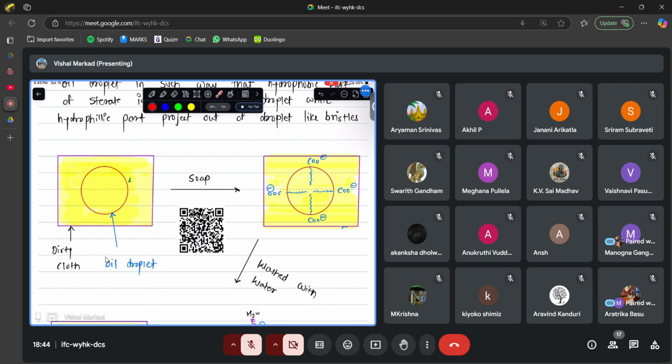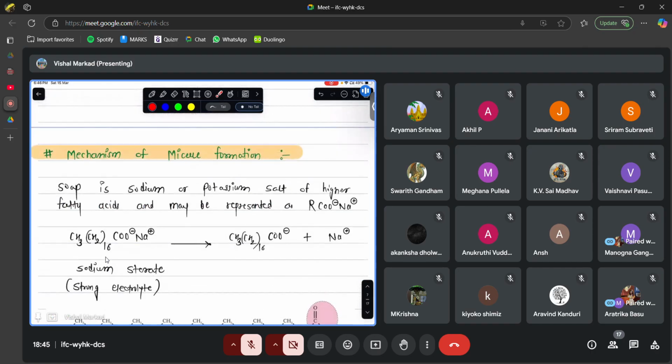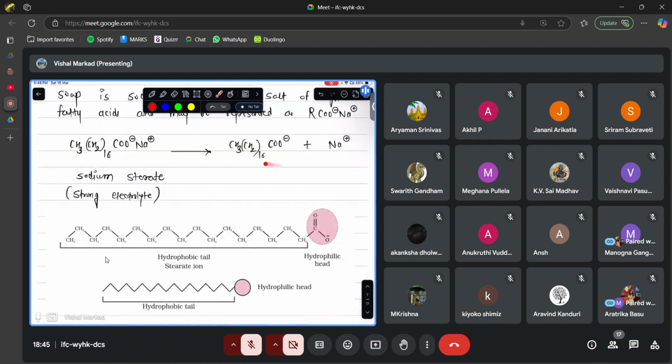Simple thing. An oil droplet is there. First we will add soap. Soap will contain which part? Soap means what? Hydrophilic and hydrophobic. When soap dissociates, it will give RCOO minus and Na plus. That positive part is not of any use. That carboxylate ion is useful, RCOO minus, right? This one is useful. This is what we form first. In this part, one end is hydrophobic, one is hydrophilic.